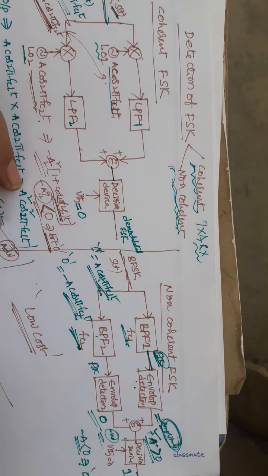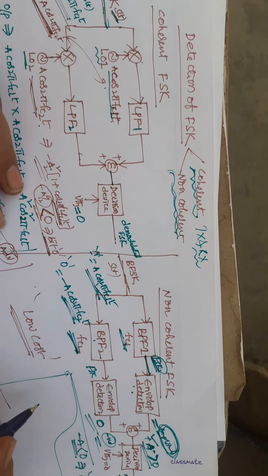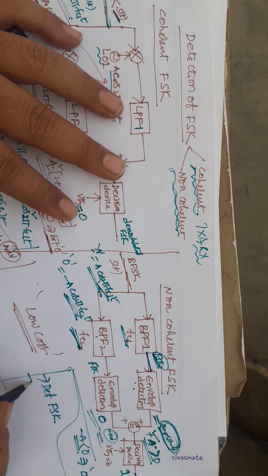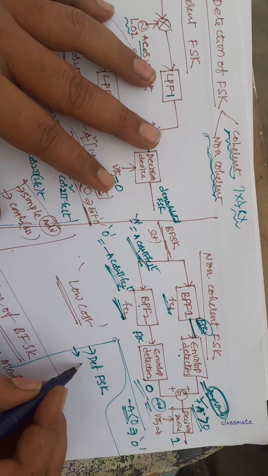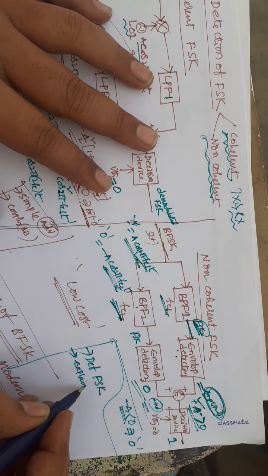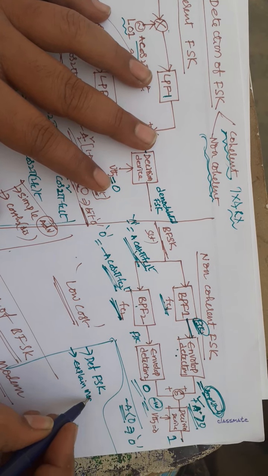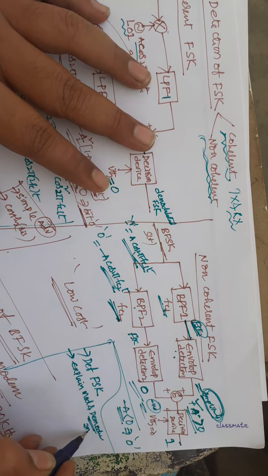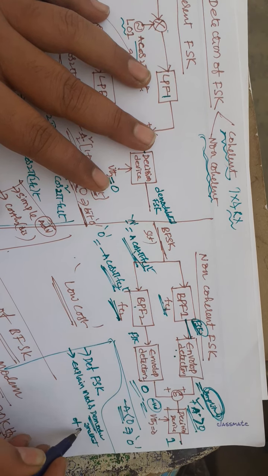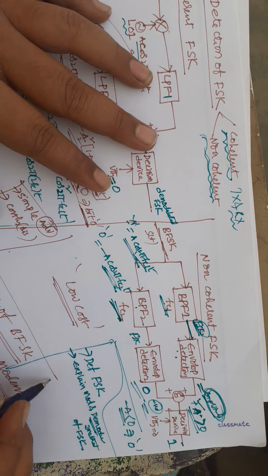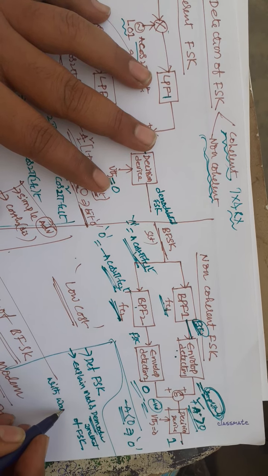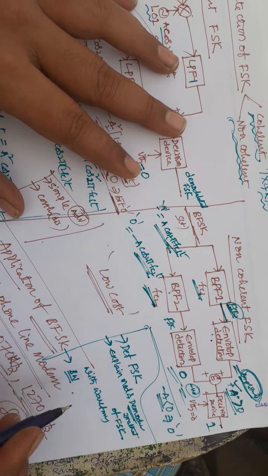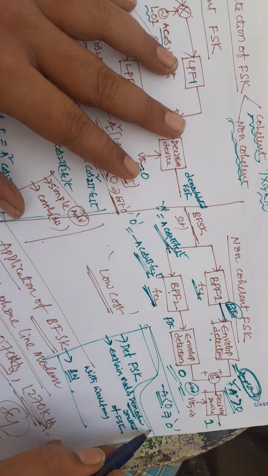Now today's assignment. First question: define FSK, explain modulation and demodulation, both methods, the two methods of FSK, with waveforms, and calculate the bandwidth. Okay, today's assignment. Thank you.